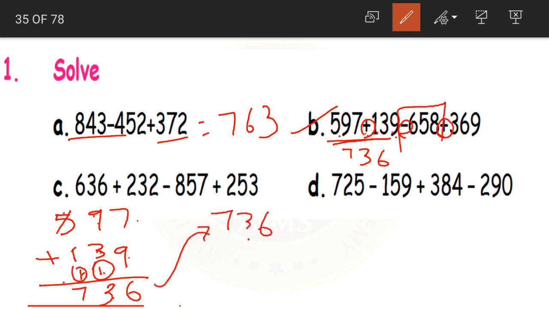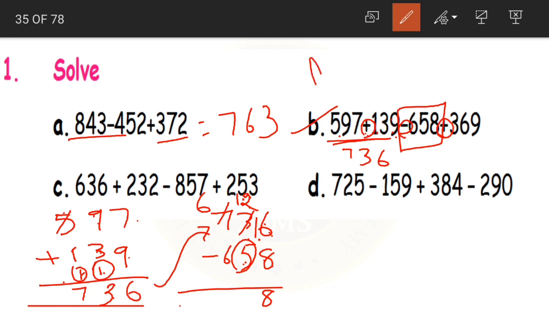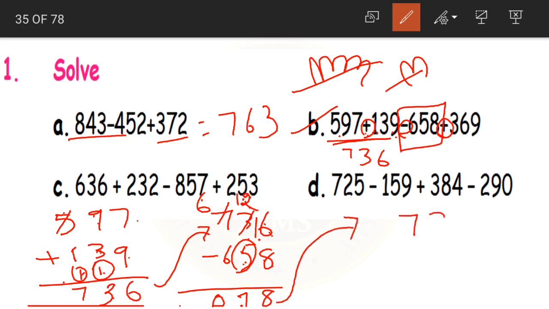For this sum, we need to subtract 658. Now 6 minus 8, not possible, so we'll borrow. 3 becomes 2, 6 becomes 16. 16 minus 8 is 8. 2 minus 5, again not possible, so we'll borrow. 2 becomes 12 and 7 becomes 6. 12 minus 5, how do we do that? Keep 5 in mind, and after 5, 6, 7, 8, 9, 10, 11, 12. How many fingers children? 7. So 12 minus 5 is equal to 7. Now 6 minus 6 is what? 0.